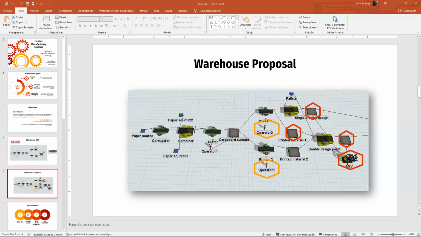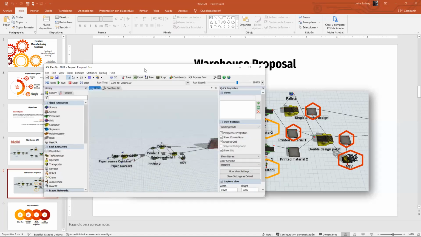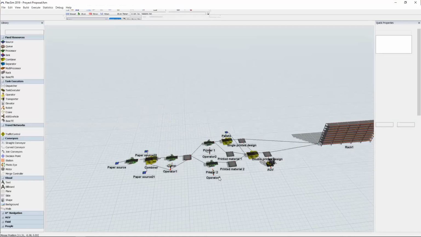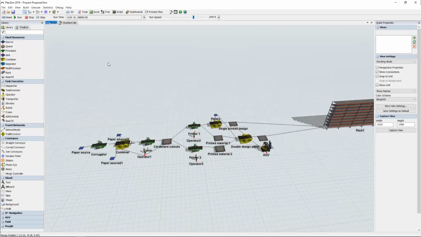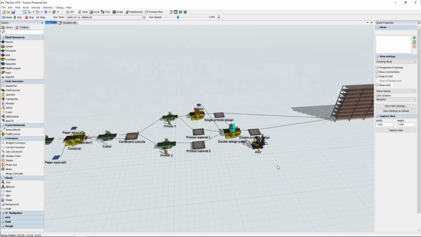Yes, according to the simulation, with our proposed model, we can see that we have a better flow within the process. Queue times are improved, and the load on the operators is better distributed, and the problem of product logistics to the racks is solved.